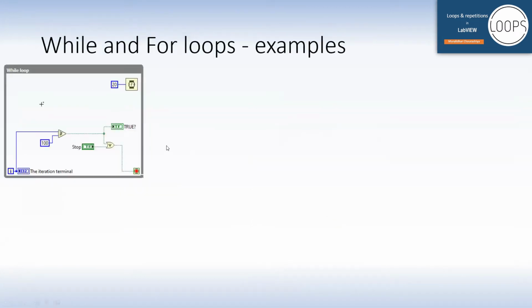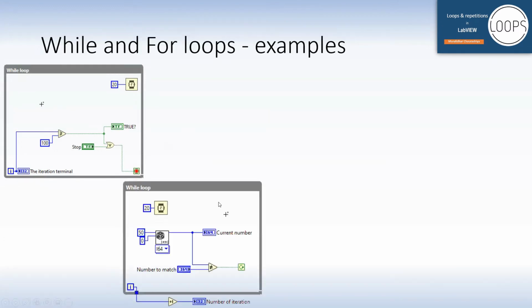For example, you see this is the while loop I use, and this is the normal condition. When we count, and this count is greater than 100, it will give a true value. If it is true, then it will stop. So another one is this one.